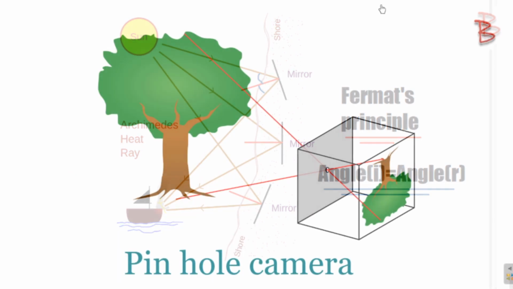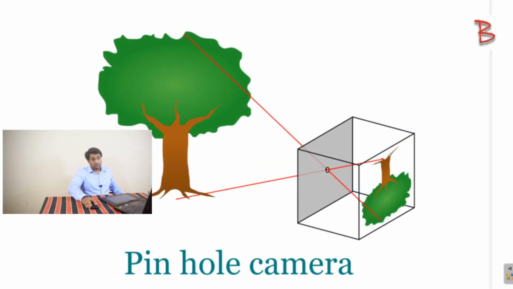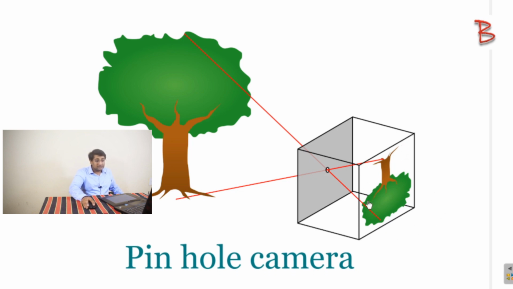Now this is a pinhole camera. The rays from the top of the tree are traveling in a straight path. They enter the hole and hit the screen. The square that you are seeing over here is the screen of that pinhole camera. Similarly, another ray is projected from the base of the tree and it travels towards the top of the screen. So those are the two rays.